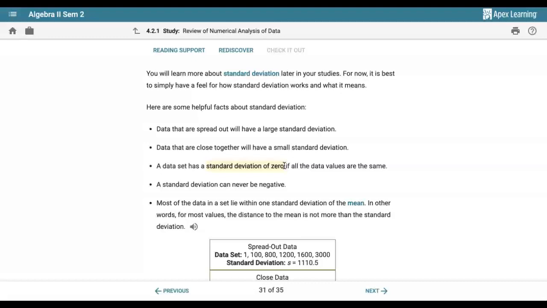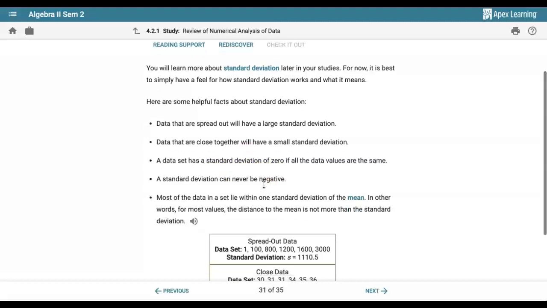All right. Another thing, standard deviation can never be negative. So we got rid of our negatives for our variance by squaring everything. And then I know we said to take the square root of our variance to get our standard deviation. And normally when we take our square roots, we have that plus and minus our answer. But for standard deviation, we're only going to focus on the positive value.